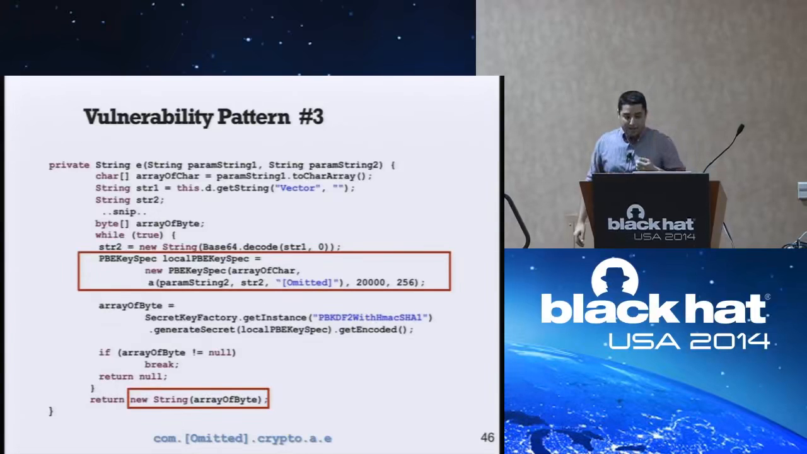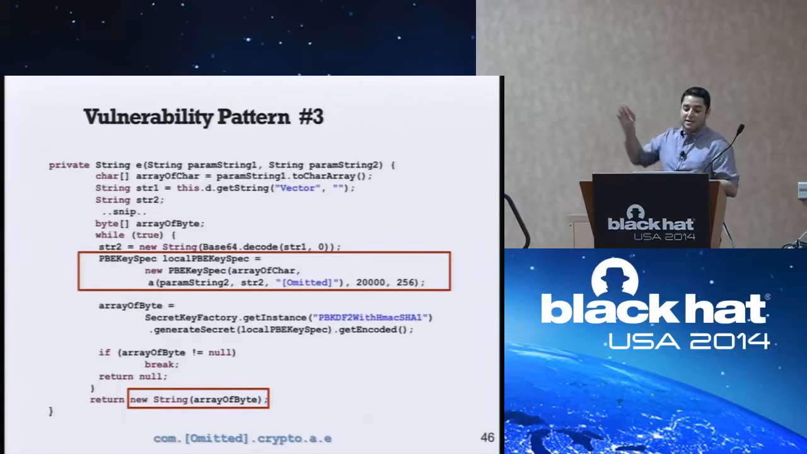All right, so we look at it and we're like, oh, okay, they've got 20,000 iterations. They're taking in the first two parameters, and they're going to be using that as a salt and something else. And they're creating a 256-bit key. That's going to then be assigned to an array of bytes, and the return value is just passing it into a string. Okay.